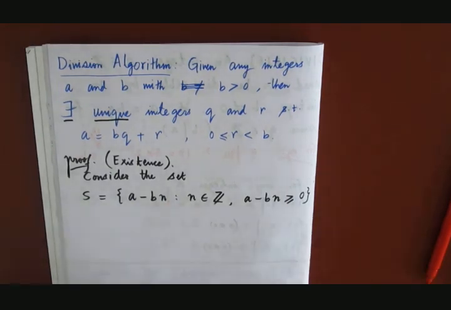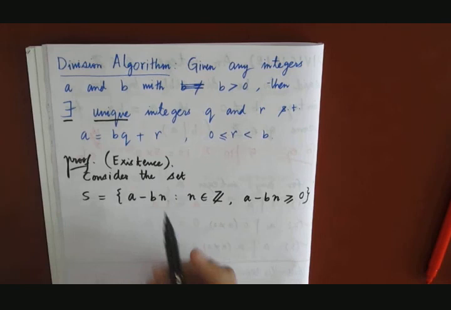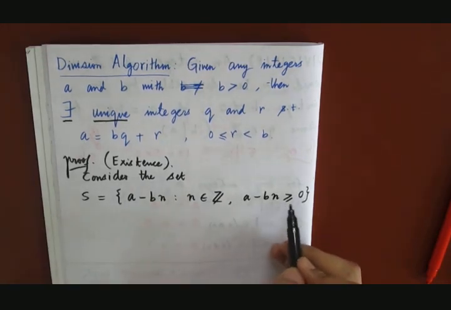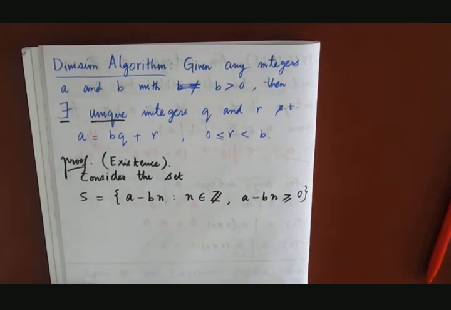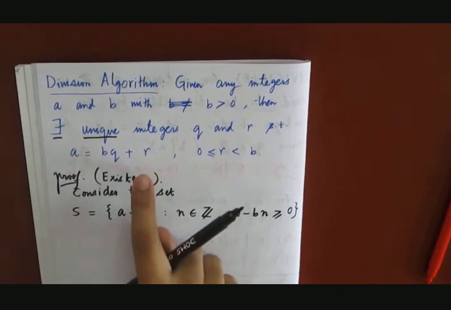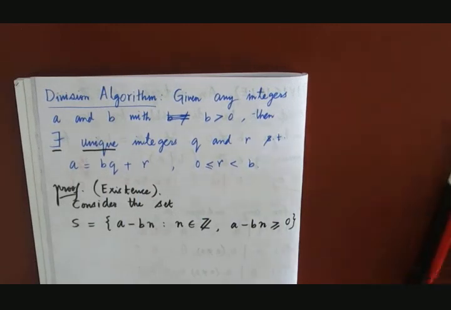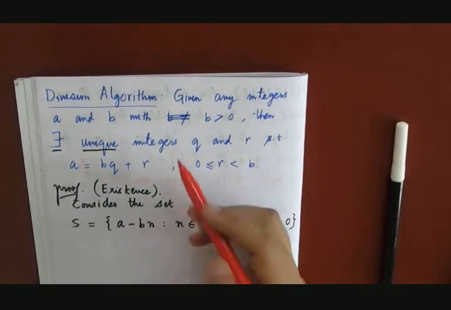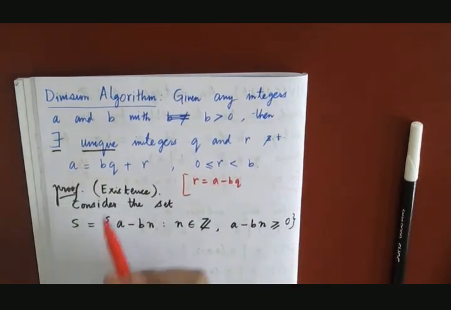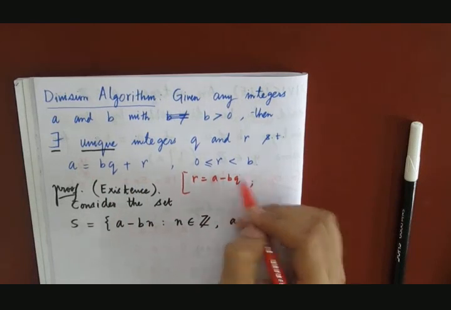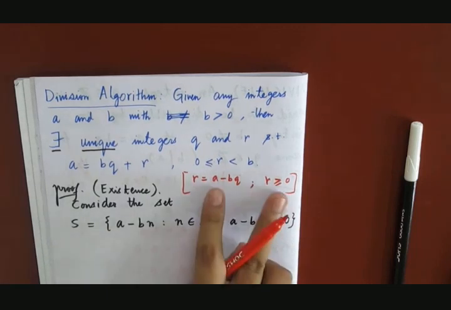Now the set has the form A minus Bn where n is an integer. Okay, and this quantity is greater than or equal to 0. That is, this is a set of non-negative integers. Do you agree with me? Now basically you see from here R will be of the form A minus BQ. Just to see, this is just for making you understand. R is of the form A minus BQ, and R is greater than or equal to 0. That I have to prove. I have to prove these two things firstly, right?